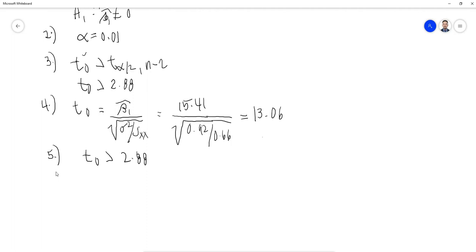Our last step is the condition t sub o is greater than 2.88. We substitute t sub o: 13.06 greater than 2.88. This is true. Therefore, we reject the null hypothesis, and therefore there is a linear relationship between x and y, the hydrocarbon and the oxygen purity level. Furthermore, we can get the p-value using a scientific calculator, and its p-value is less than the significance level. Therefore, we will reject the null hypothesis. Thank you very much.